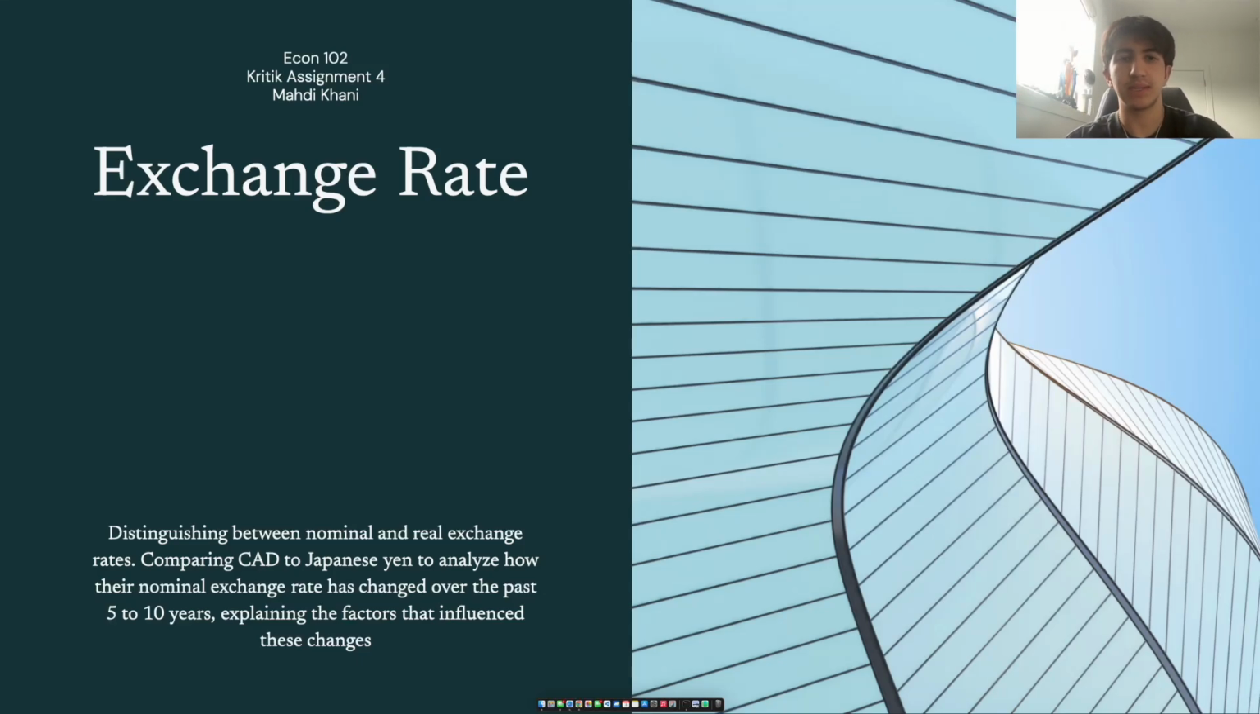First, we will distinguish between the nominal and real exchange rates, and then we will use an example of an American product and a Japanese product to go over real exchange rates. And then finally, we will use a comparison between the Canadian dollar and Japanese yen to explain what might impact the nominal exchange rate over the past 5 to 10 years between these two nations.